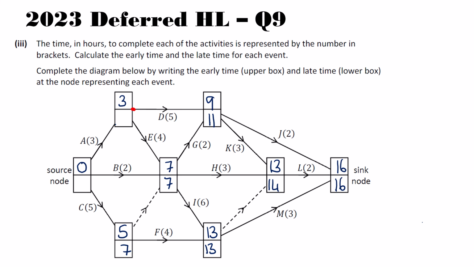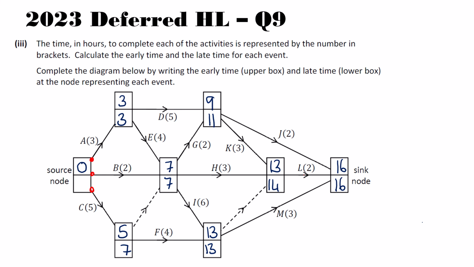I then have 1, 2 coming out here. If I work with D, 11 minus 5 is 6. If I work with E, 7 minus 4 is 3. So there's a 3, and then finally my source node, which always should be 0, but we're just going to double check it.